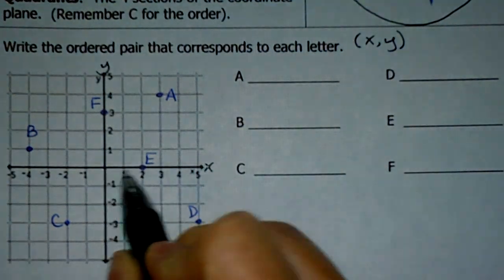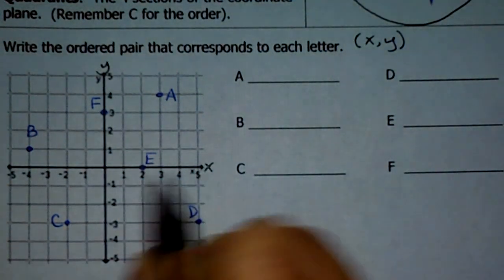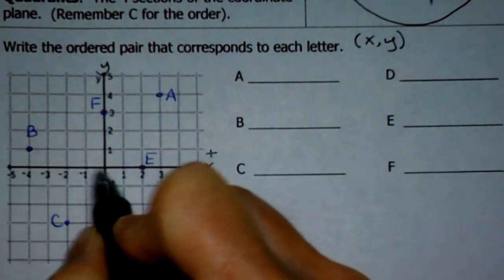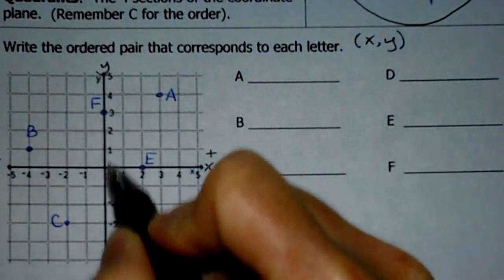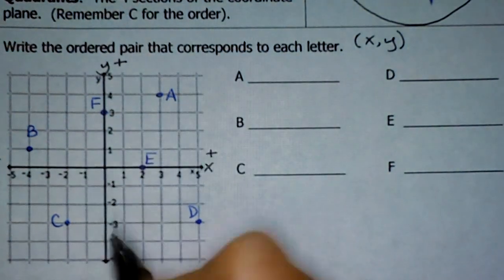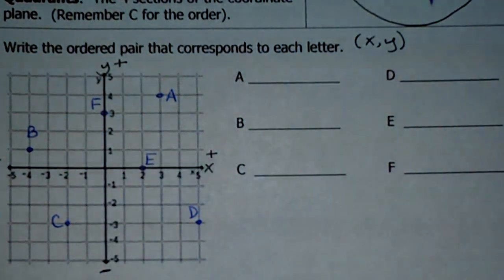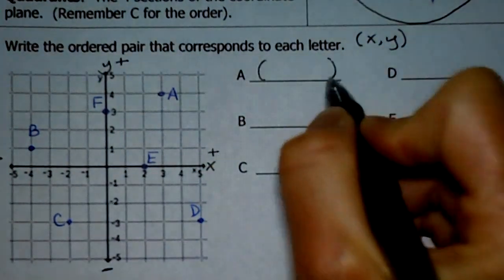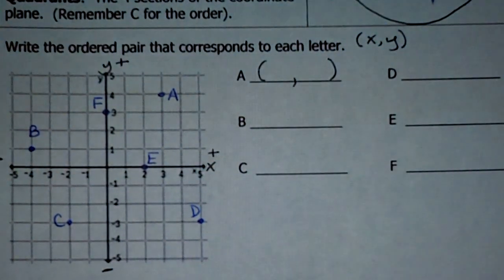If you're moving right, that's a positive move. If you're moving left, that's a negative. Up, that's a positive. Down, that's a negative. And all your movement starts from 0, 0. So I'm going to go ahead and make my parentheses. And yes, you do need to write them in parentheses. Get used to doing that.